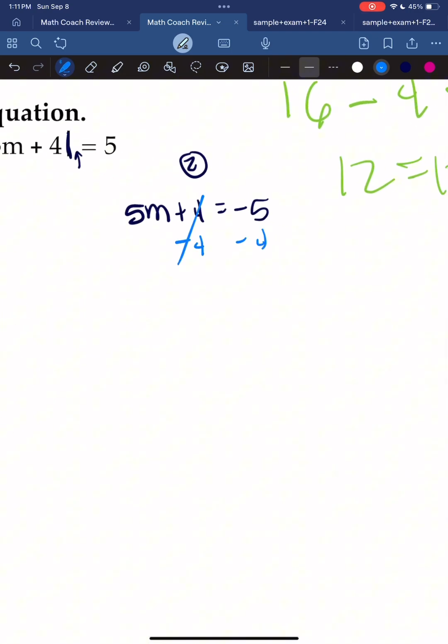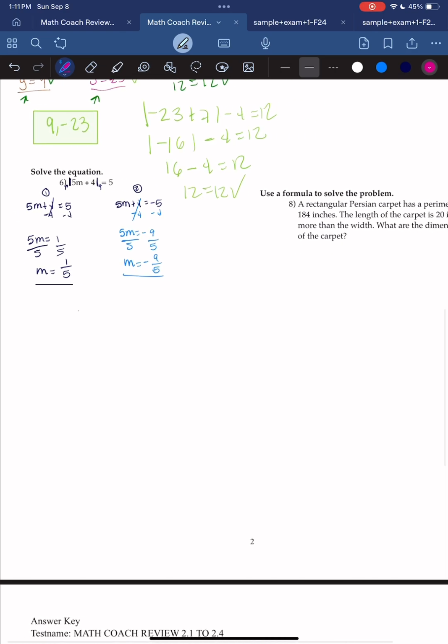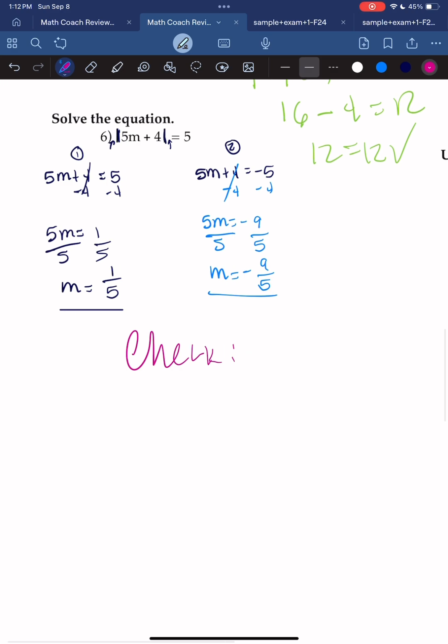Minus 4, 5m equals negative 9, over 5 over 5. M equals negative 9/5. And we're not done yet. Remember, we have to check our equation. So let's do that right now. Check. And remember, we plug it into the original equation.